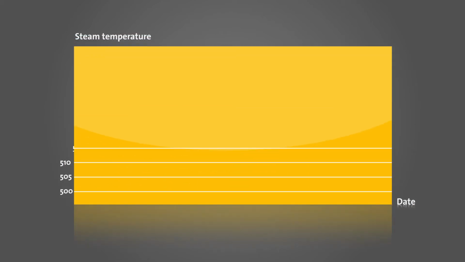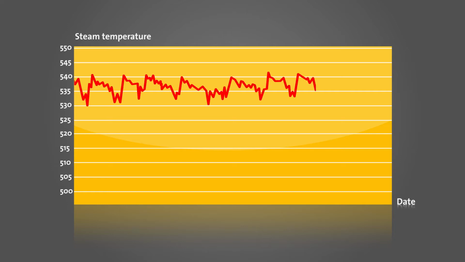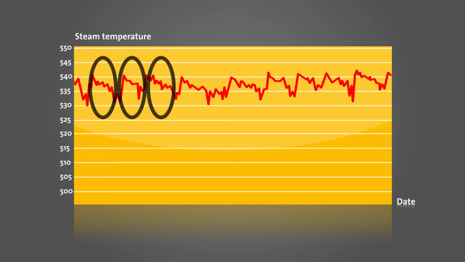Soot blowing is normally performed 2 to 3 times per day at full boiler operation. The graph illustrates a real example of how fouling and soot blowing affect the steam temperature. A sawtooth pattern is clearly seen where the temperature drops and gets restored during soot blowing.